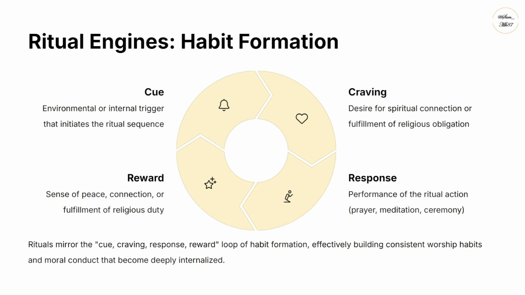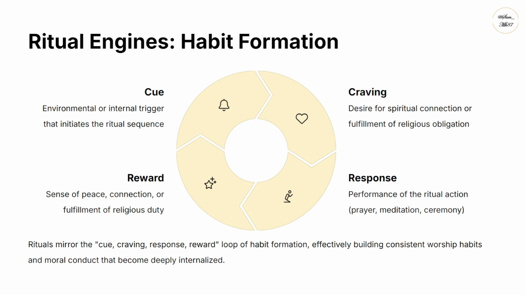Now let's talk about the rituals. So rituals are not just symbolic acts; they are powerful behavioral mechanisms that operate through the same loop as habit formation. If you are familiar with the habit formation process, it has four main stages: cue, craving, response, and reward. So ritual is also similar. It begins with a cue. This could be environmental, like a call to prayer, or internal, like a feeling of guilt or longing. So this is actually the cue.